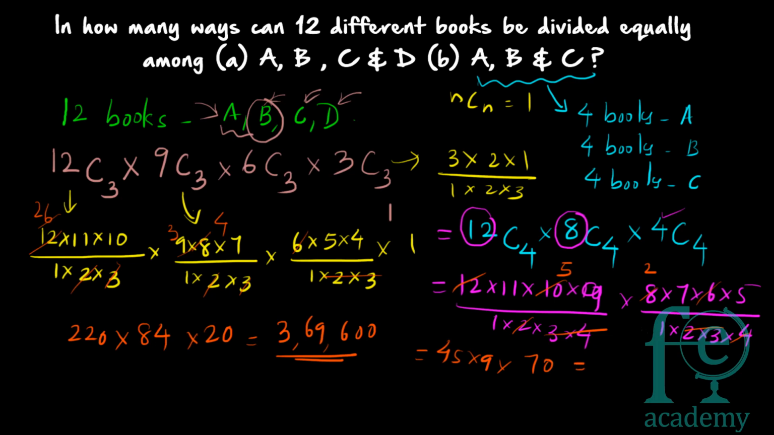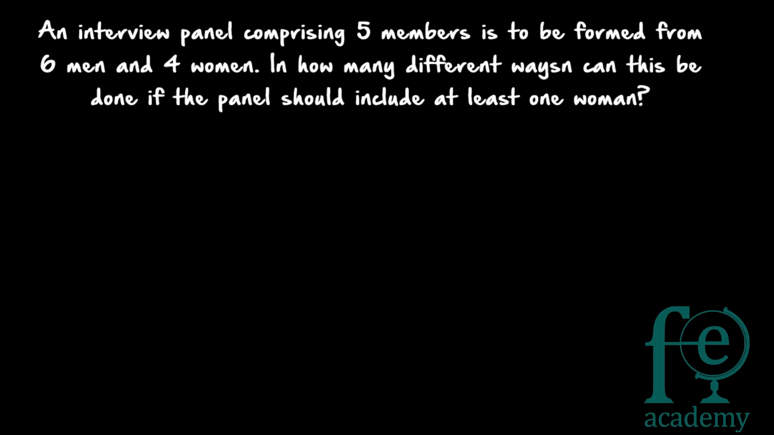So 45 into 9 into 70, which will be totally giving you 34,650 ways. So 34,650 ways you can divide 12 books among 3 people, giving 4 books to each student.